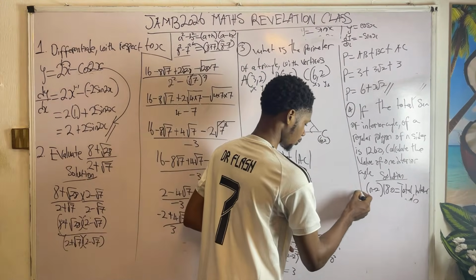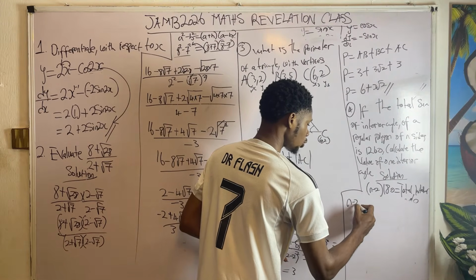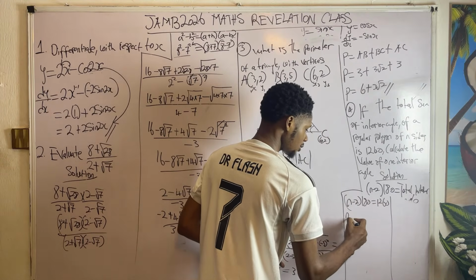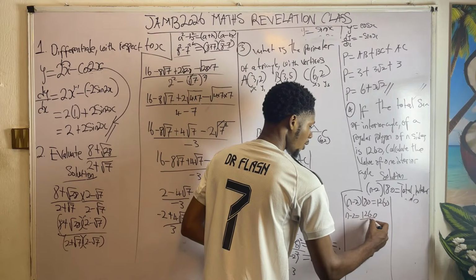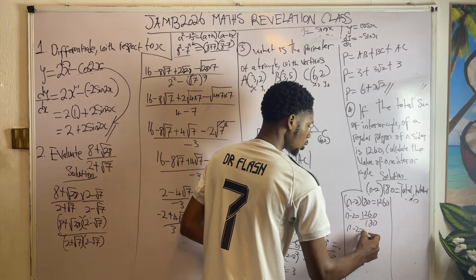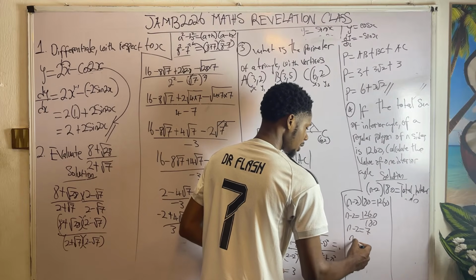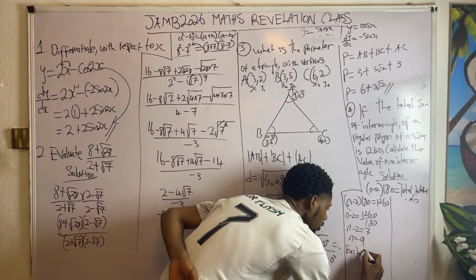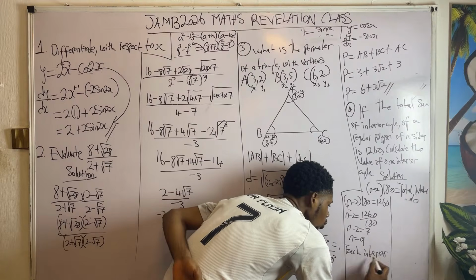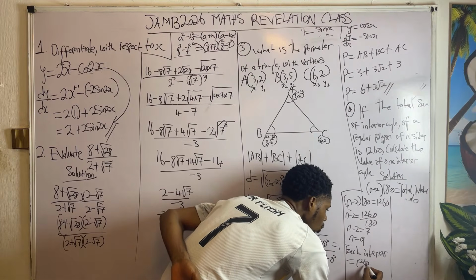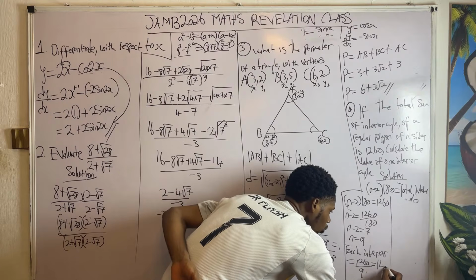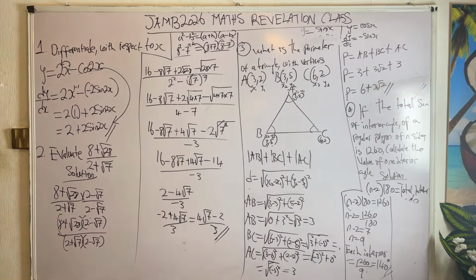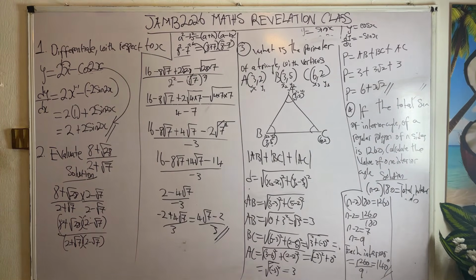So I'm going to be having n minus 2 times 180 equals 1260. So we have n minus 2 is equal to 1260 over 180. n minus 2 is equal to, divide these two to get 7. Hence, n is equal to what now? 9. So each interior angle will be equal to the total interior angle, 1260, divided by 9. And that will give you 140 degrees.